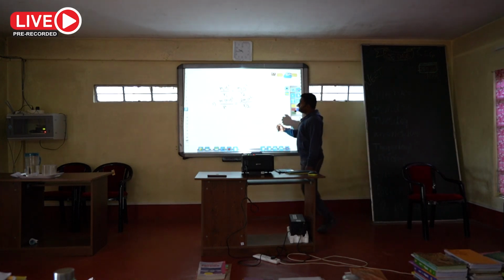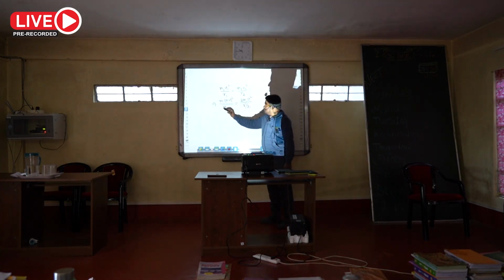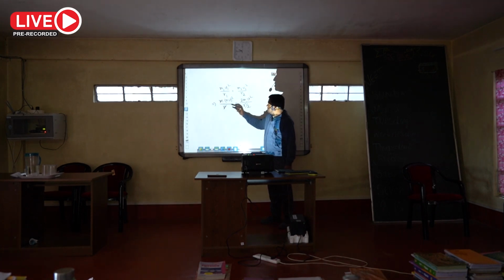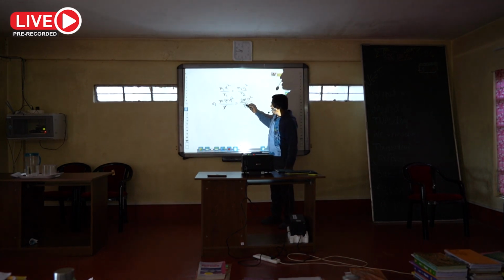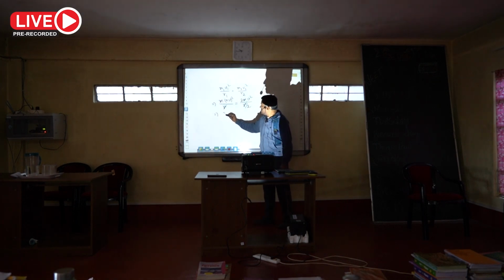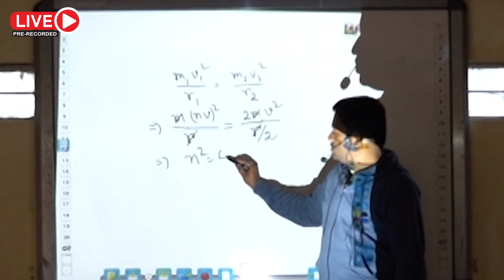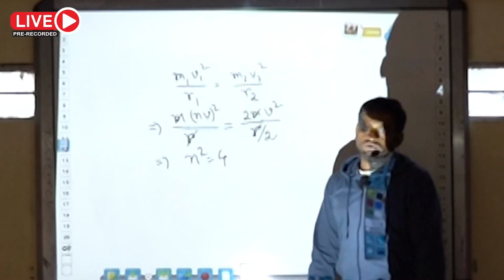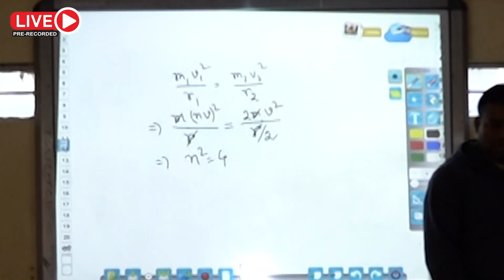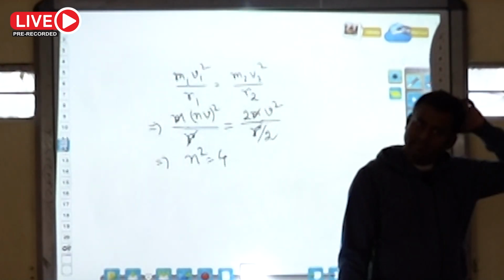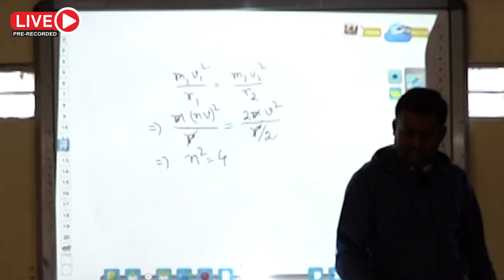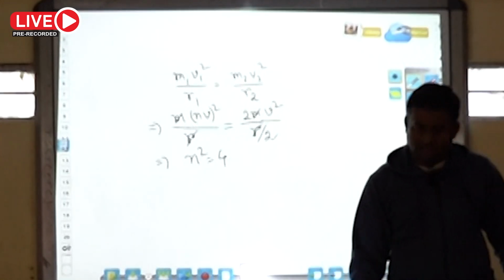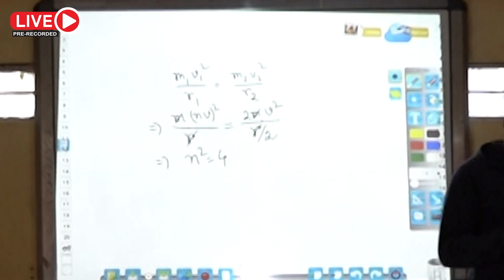So many things will cancel: m, r, and this v square will also cancel. So it will become n square equal to 4. So n will be 2. That is option A.